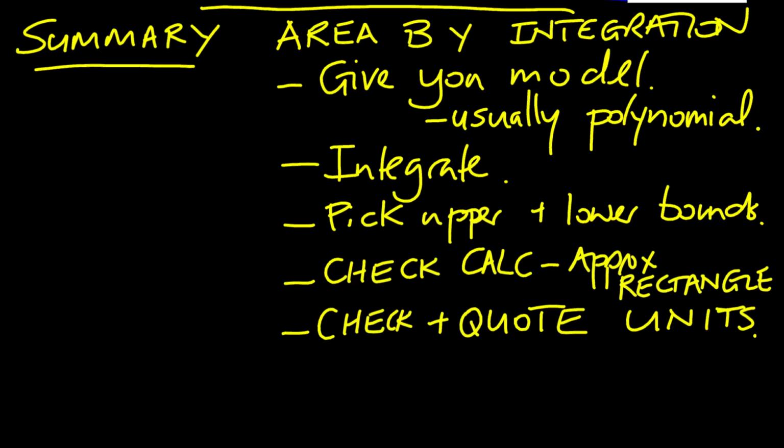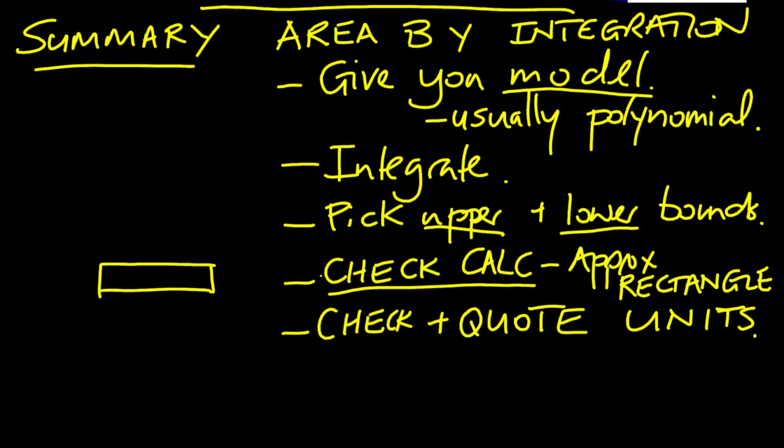So they will give you a model in these questions. It will typically be a polynomial. You're going to calculate the area by integrating the polynomial. You've then got to pick your upper and lower bounds for your extreme values of x and substitute in and calculate out. It's always worth checking your calculation by having an approximate rectangle, with the same width and an average sort of depth.